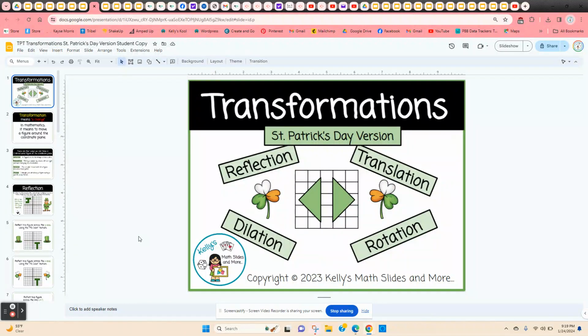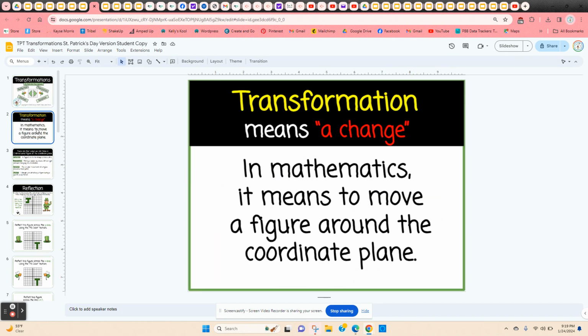Transformations. This is a digital lesson, and it covers the transformations of reflection, dilation, translation, and rotation around the origin. And this is the St. Patrick's Day version. So it starts giving a definition of what the word transformation means and what it means in mathematics.